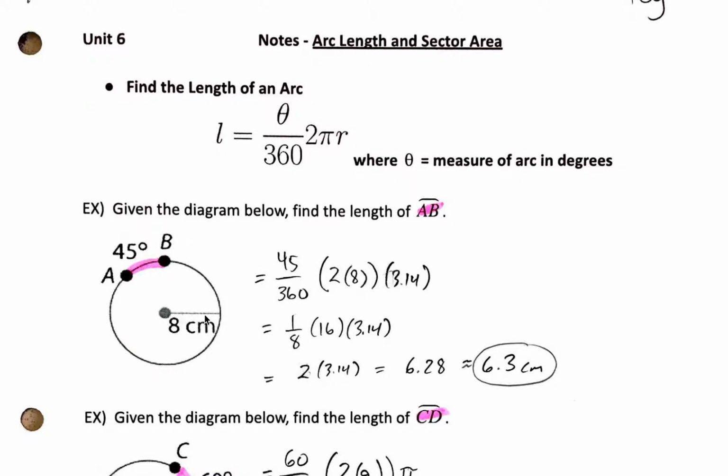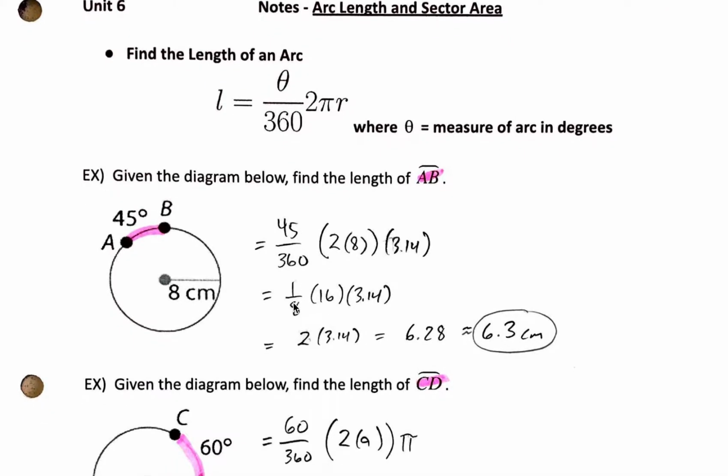Since we know the radius is 8, we're going to double the radius, and we're going to multiply by pi, or use 3.14 instead. We can simplify our fraction sometimes. In this case, 45/360 could be reduced. If we divide by 45, we get 1/8. So another way to think about this is this arc is just 1/8 of the total circumference. So find your circumference and multiply by this fraction.